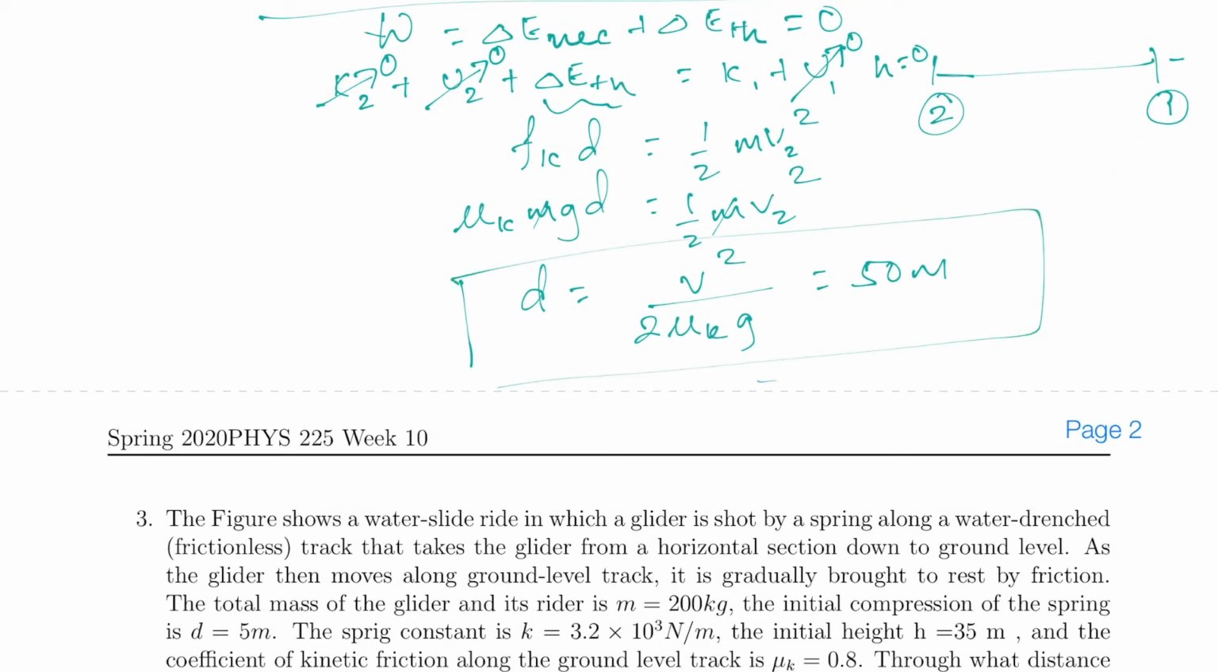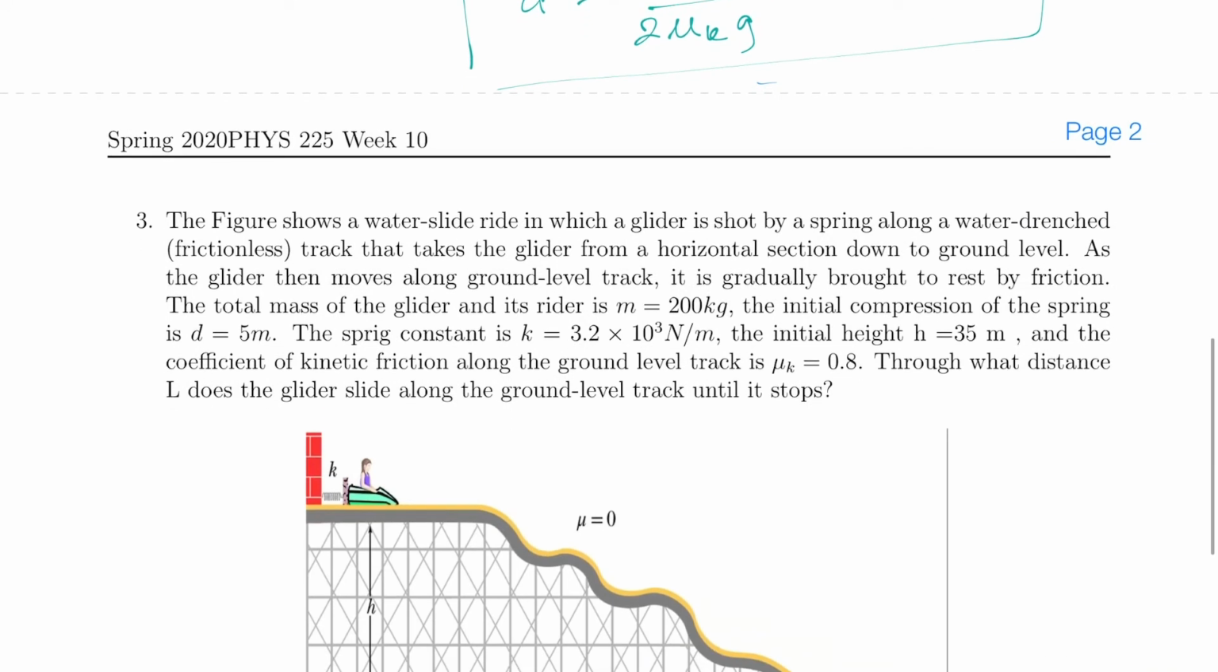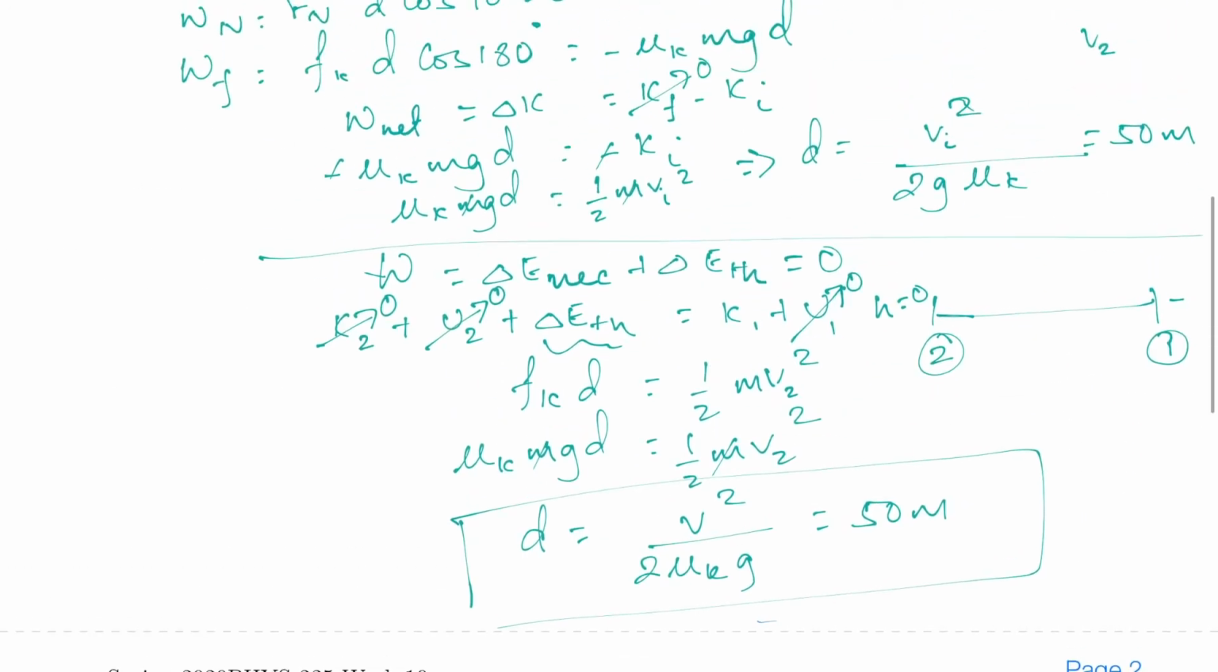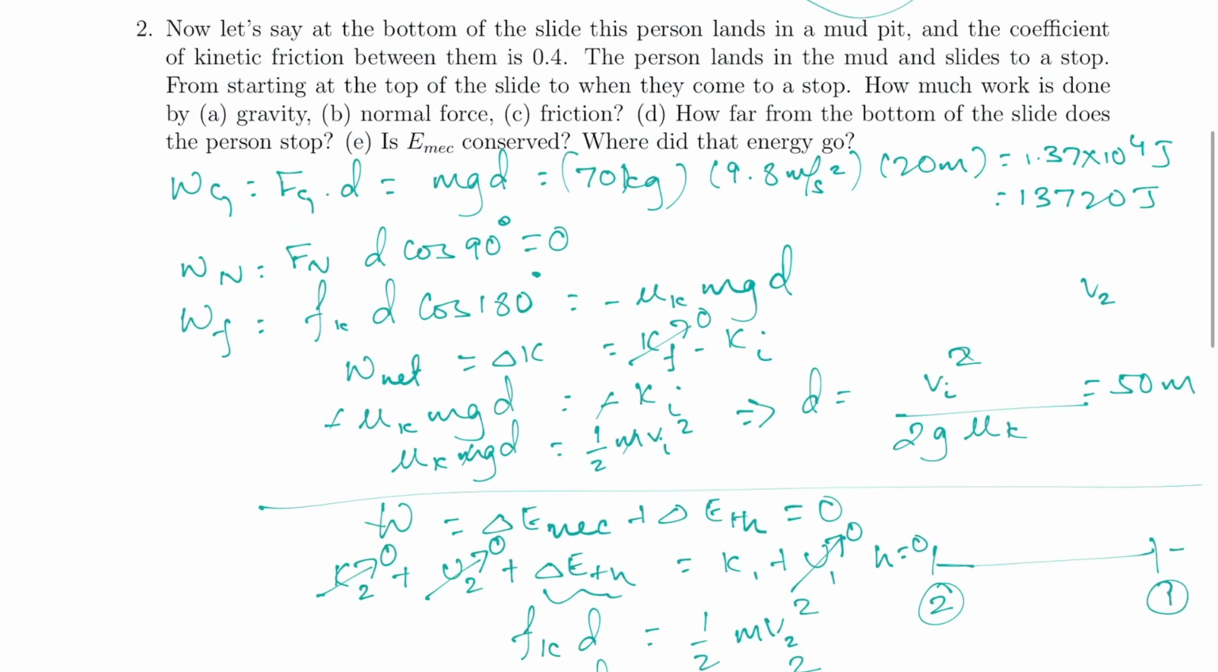All right. In the next one, the figure shows a water slide in which a glider is shot by a spring. Two questions here. Is the energy conserved? Initially, there was some 13,720 joules of energy. Out of that, some was lost due to friction. Whatever the potential energy it initially had was lost. So the energy is not conserved.